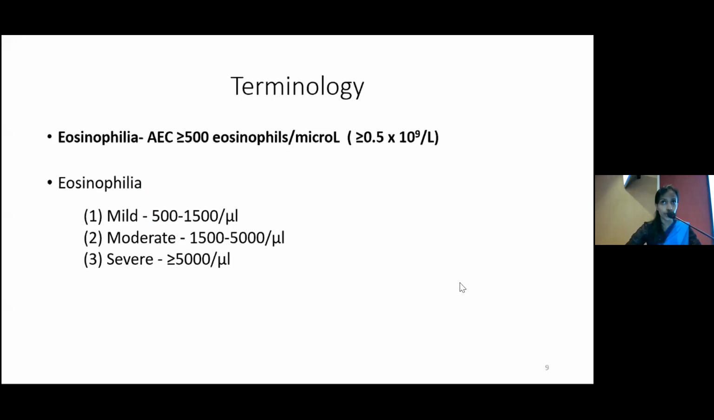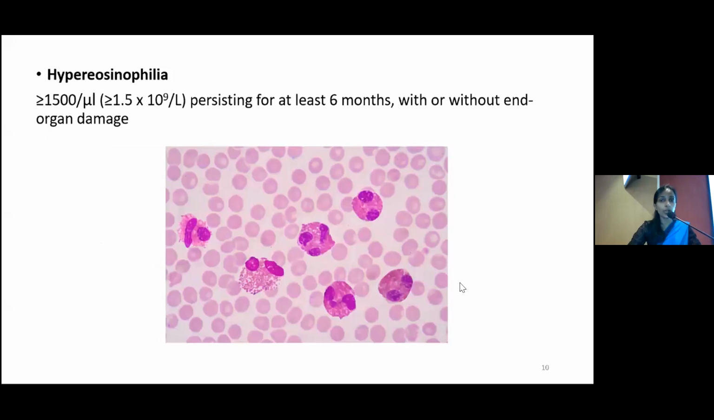What is eosinophilia? So eosinophilia is defined as an absolute eosinophil count of 500 or more per microliter. So there are 3 degrees: mild, moderate, and severe. Mild is when it's between 500 to 1500, moderate is when it's between 1500 to 5000, and severe is defined when it exceeds 5000. And what is hypereosinophilia? Hypereosinophilia is defined as an eosinophil count of 1500 or more, persisting for at least 6 months with or without concomitant end organ damage.